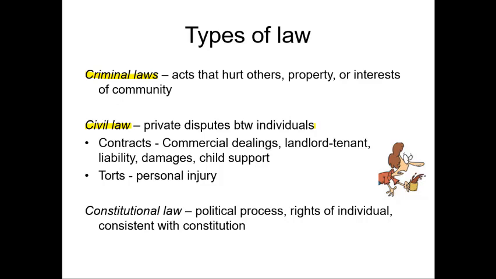Civil law is looking at private disputes between individuals, where somebody feels there's been some sort of wrongdoing to them that's not necessarily a criminal act or bodily harm, but that somebody did not own up to their end of the bargain, or somebody did me wrong. So we have two basic types of civil law. Those are contracts, where we make an agreement: commercial dealings, landlord-tenant, lease agreements, liability, where people are responsible for damages, things like child support. If you sign a contract and somebody does not hold up their end of the bargain, it could go to court, and that's civil law.